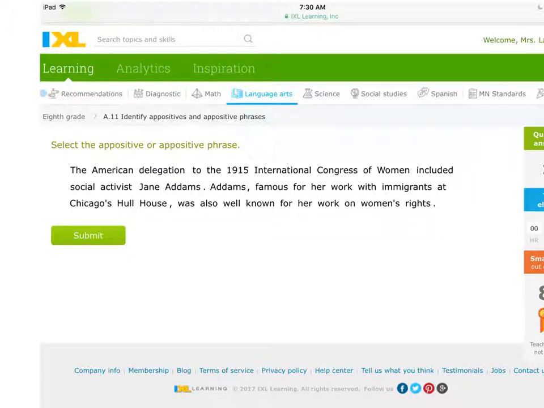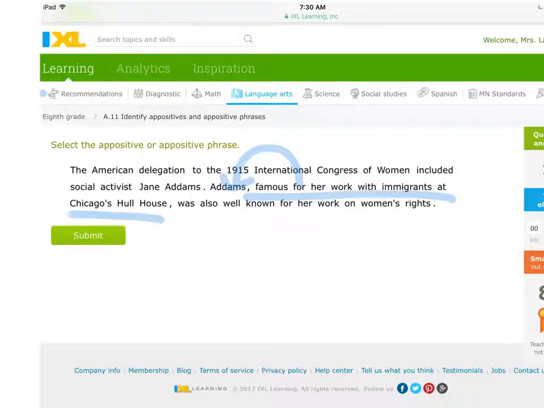All right. This one's also trying to be a little tricksy because they surrounded some things with commas, but those aren't the appositives. The appositive in this case is an essential one that's not surrounded with commas. The American delegation to the 1915 International Congress of Women included social activist Jane Addams. Addams, famous for her work with immigrants at Chicago's Hull House, was also well known for her work on women's rights. So this part here, famous for her work with immigrants at the Hull House, looks like it's describing Addams, which it is, but it's not a noun.